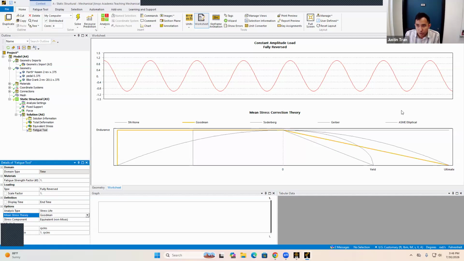So you can determine which one is more appropriate for your case. We're either going to go to ultimate material failure or just material yielding. For this case, let's just go up to yielding.